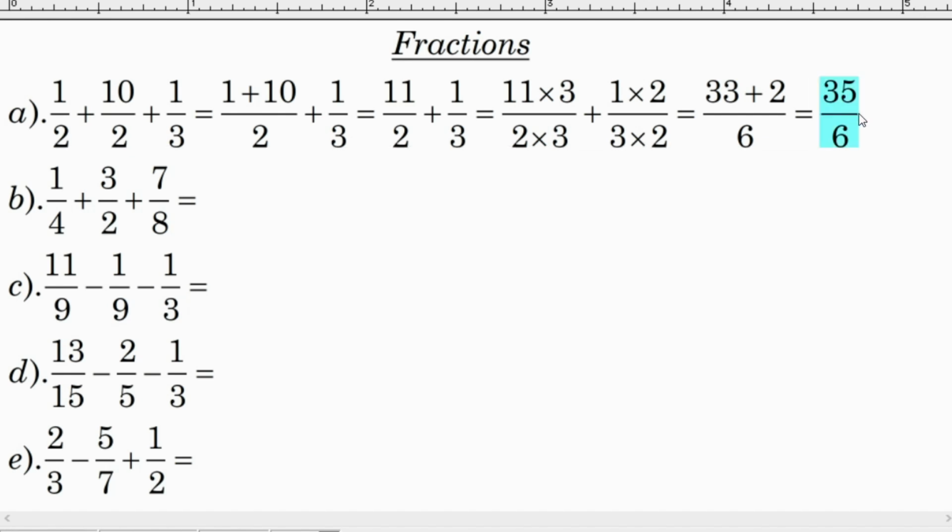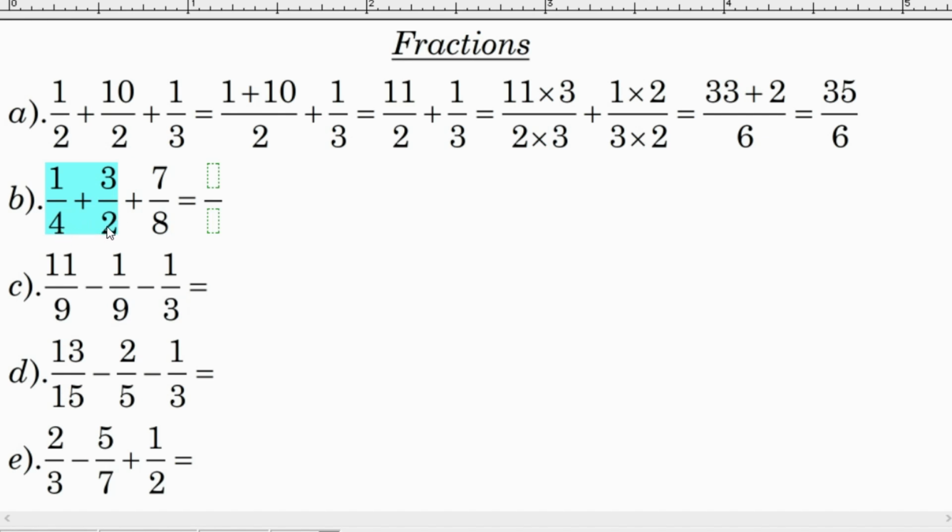For this fraction we cannot simplify the numerator with the denominator, so that will be the final answer for that question. Okay, so next we have to solve B. We have 1/4 plus 3/5 plus 7/8. So what we have to do here is find the same denominator. If we solve from left to right, we solve the first 2 fractions first, and the same denominator for these 2 fractions is equal to 4, right?